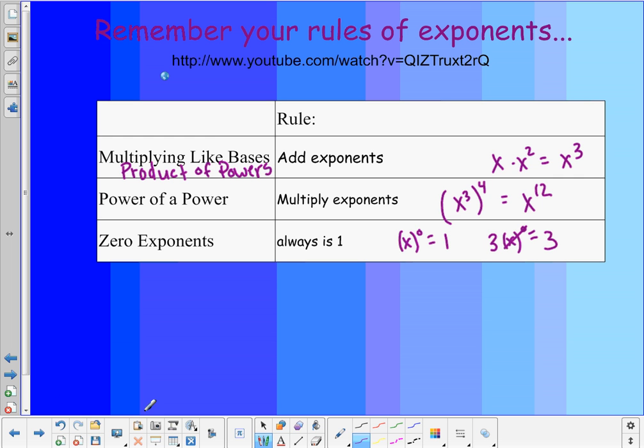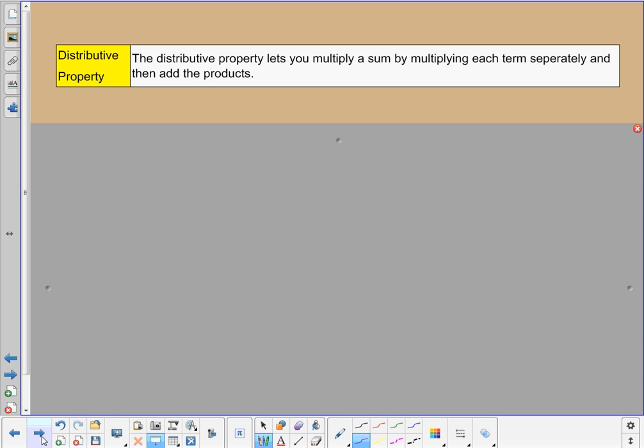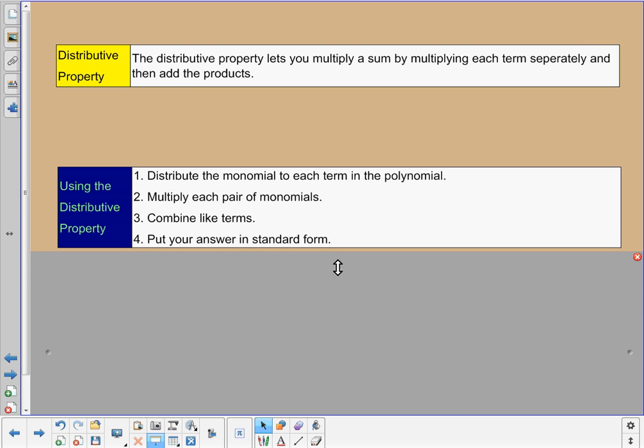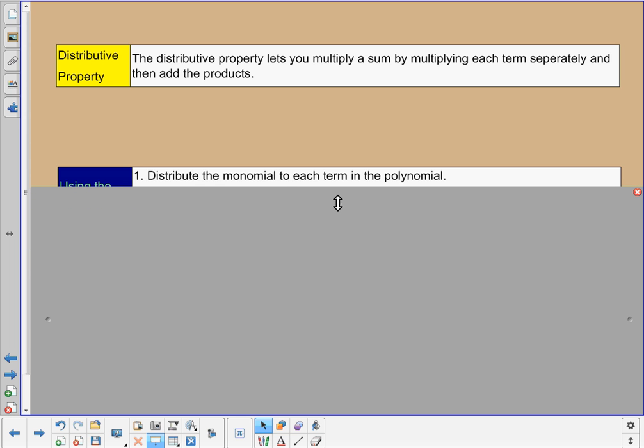We also are going to talk about the distributive property today because we're going to be using that a lot. The distributive property tells us we can multiply a sum by multiplying each term separately and then adding the products. So we all know about distributing, drawing those outside terms to inside the parentheses. And that's what we're going to be doing here, using the distributive property by distributing the monomial to each term inside.